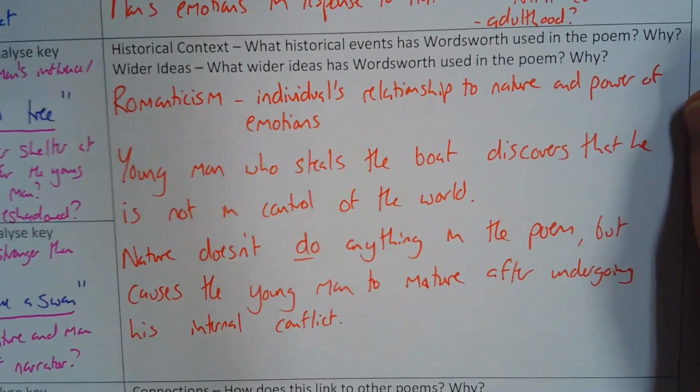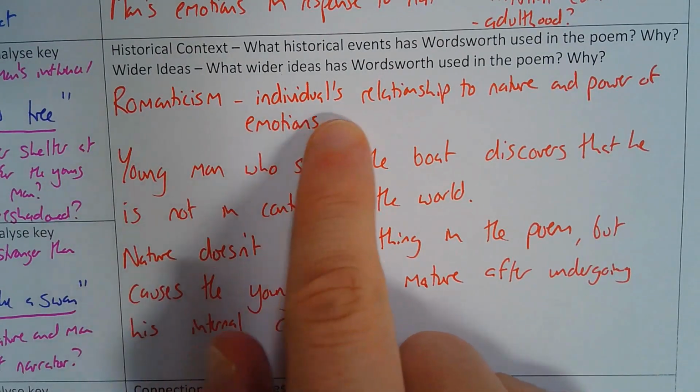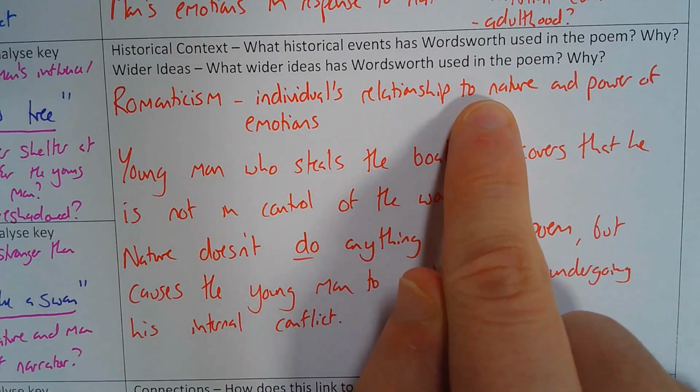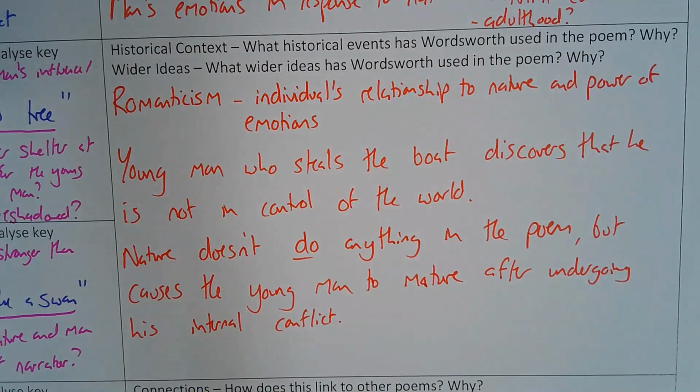And so when we're looking at wider ideas and context, we're talking about romanticism, the individual's relationship to nature and the power of emotions. And obviously sometimes we think we can control nature. We can chop down massive areas of forests, bulldoze things to build roads, but ultimately nature will be stronger than us. And also the power of our emotions as well. We think we're emotionally in control, and then we see this mountain, this metaphorical mountain, what that is in our lives, and it destroys, it flattens us, it renders us dumbstruck and speechless.